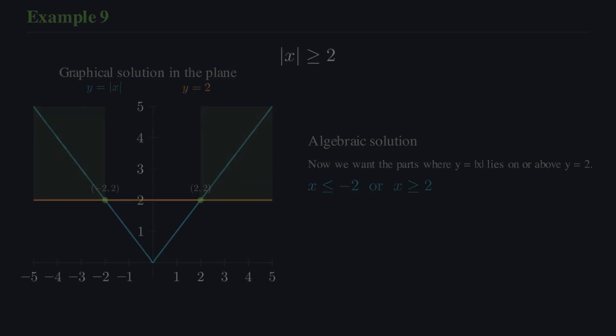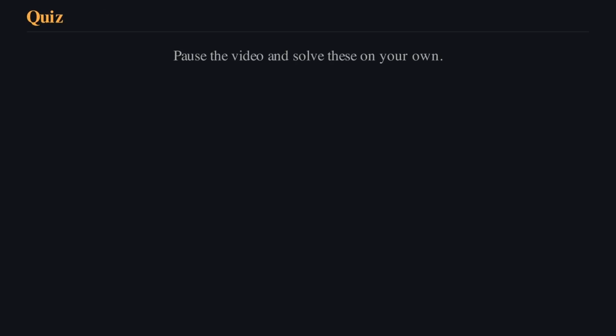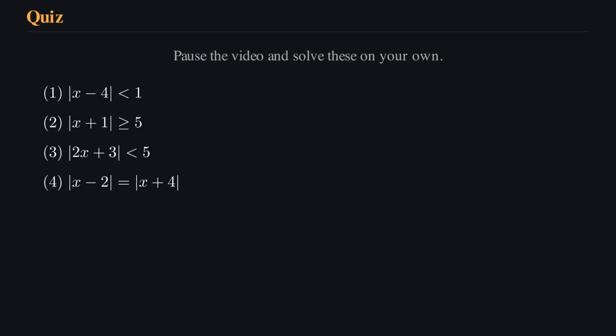Now it is your turn. Pause the video and solve these quiz questions. For each inequality, we want you to follow the same method. Draw the graph of the absolute value function and the horizontal line. Shade the region of the plane where the inequality is true. Then read all the corresponding x values and write the algebraic solution. Write your answers in the comment section, and I will review the answers and mention them in the next lesson.